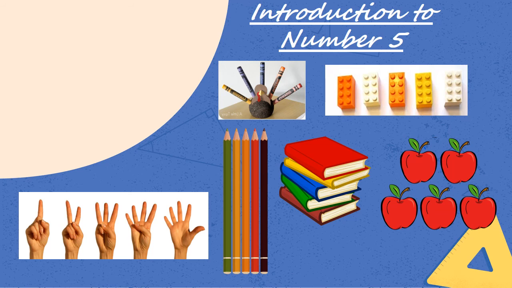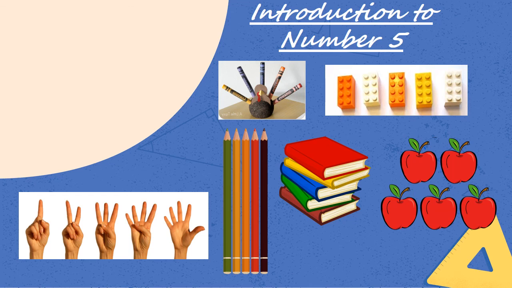So, let's count how many fingers are there. 1. Then it's the picture of 2 fingers. Then next is 3 fingers. Next is 4 fingers. And finally we have 5 fingers in all. So, can you count on your hand? 1, 2, 3, 4 and 5. 5 fingers in one hand.